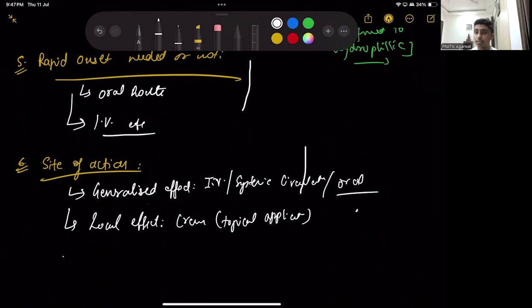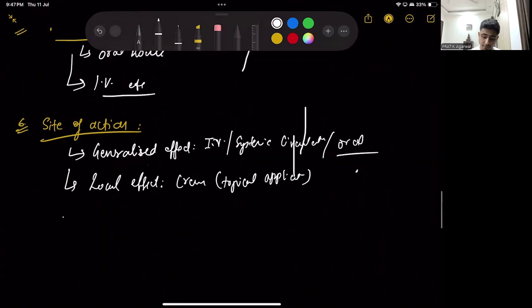That's a topical application. In the case where a fungal infection has occurred in the stomach, you know, food poisoning or anything, then we give the oral route. Sometimes the IV route is also preferred depending on the severity and condition of the patient, whether he is able to tolerate it or not, right? So that is how local effect or site of action matters.